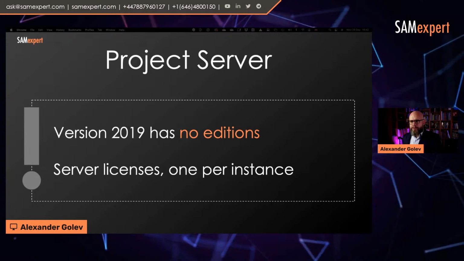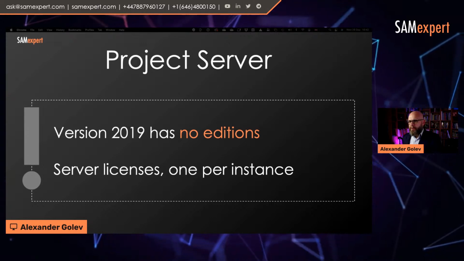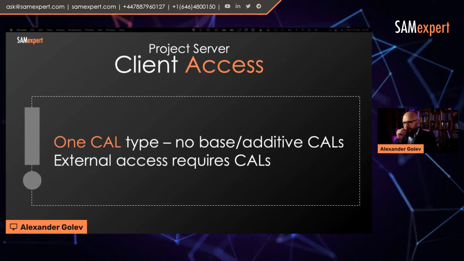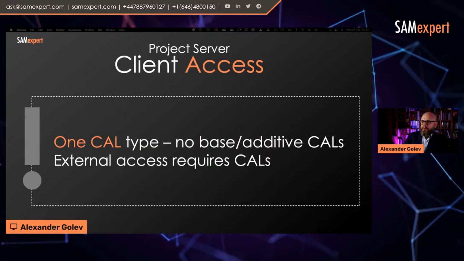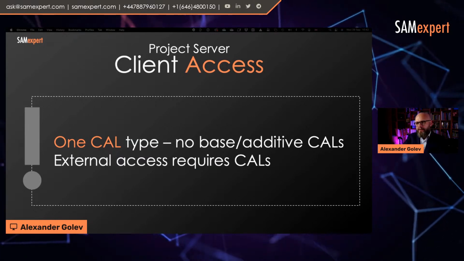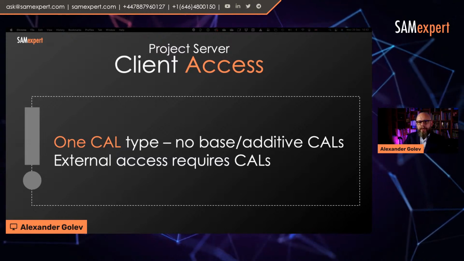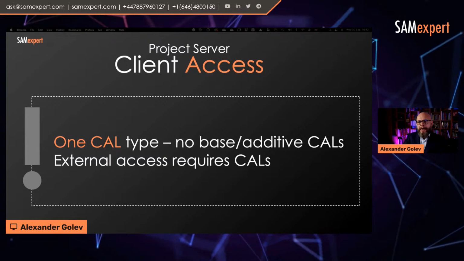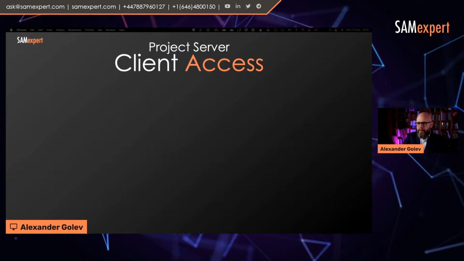Windows 2019 has no additions. I don't remember if it actually had any additions ever, but it doesn't matter really. Look it up in product terms for previous versions. There's 1 CAL type, just the Project Server CAL. That's it. No base, additive, no Standard, Enterprise. It's available either per user or per device. All the other CALs, by the way, are available either per user or per device.